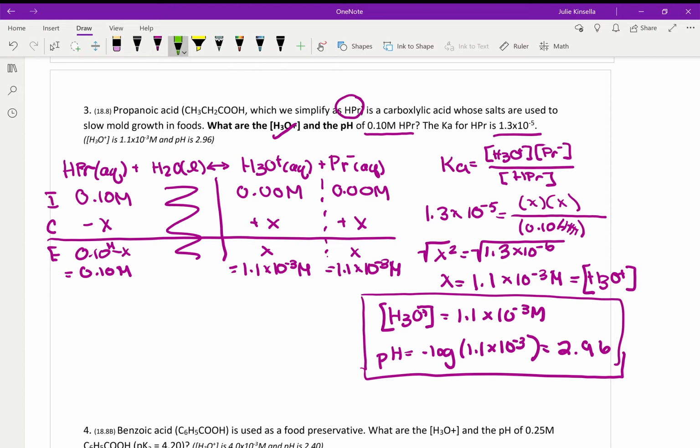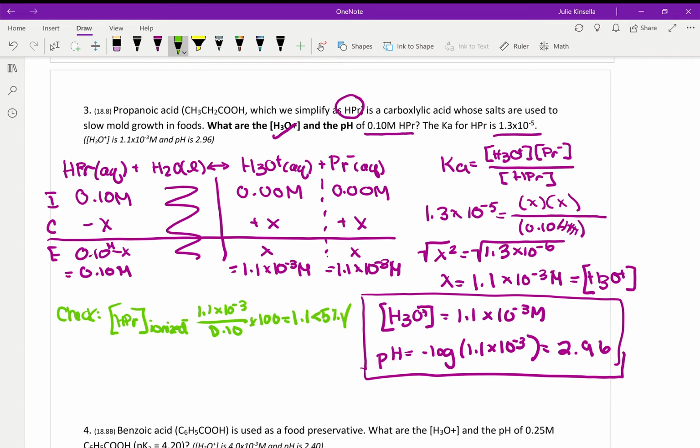And then we are going to check our assumptions here that we talked about in the last video. We're going to check that the amount of our weak acid that ionized is less than 5%. Based on our numbers, you can go ahead and plug it in. You'll find that it is equal to, in this case, 1.1%, which is less than our 5%.